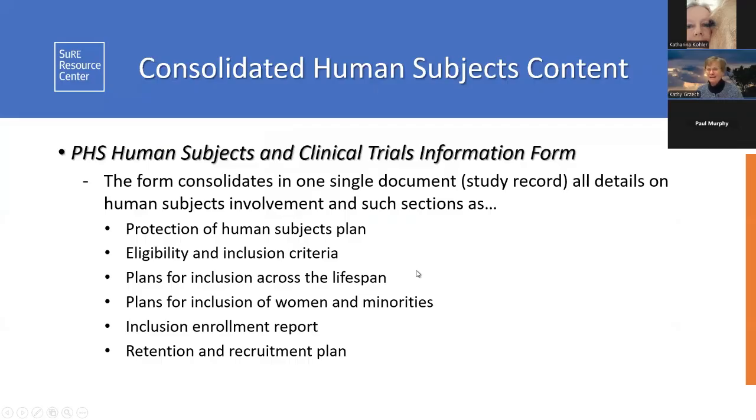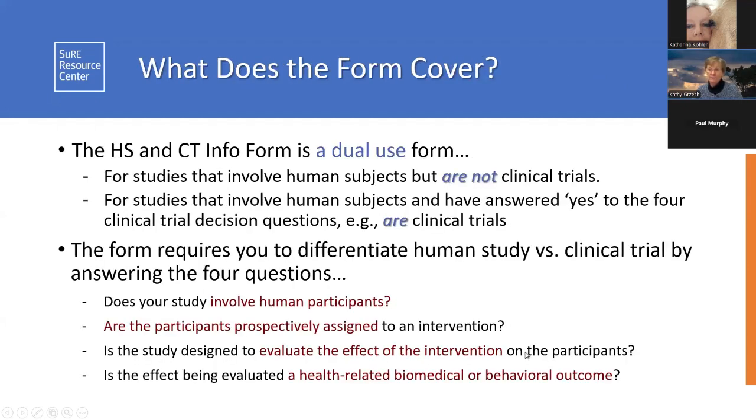So what is this form? It's basically a form that consolidates in one single document called a study record, all details on human subjects involvement, including such sections as your protection of human subjects plan, eligibility and inclusion criteria, plans for inclusion across the lifespan, plans for inclusion of women and minorities, an inclusion enrollment report, a retention and recruitment plan, and more details. So let's take a look at these in more detail and the specifics of the form.